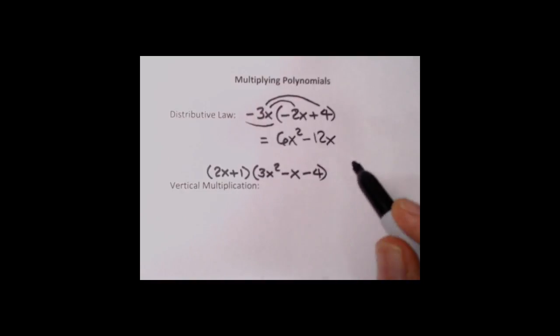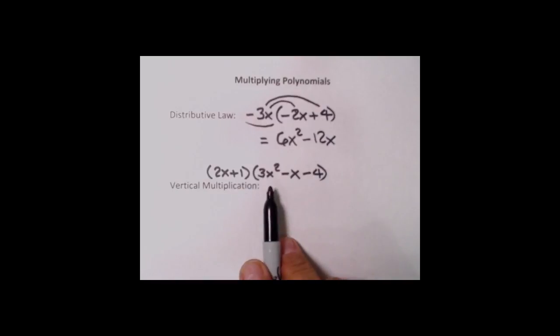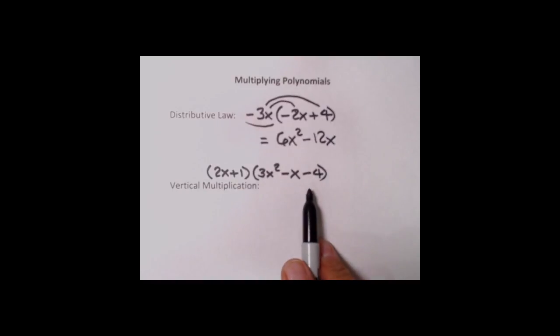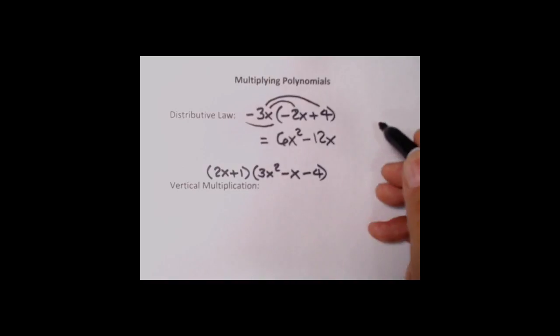Well, let's go on. We're going to learn some shortcuts coming up for multiplying binomials together. But whenever one or more of the polynomials is a trinomial or larger, those shortcuts don't work. And there are basically two methods: vertical multiplication and the box method. Now, vertical multiplication, let me show an example over here.